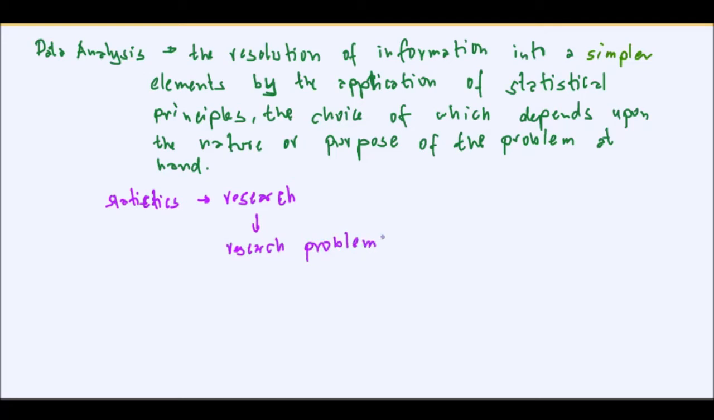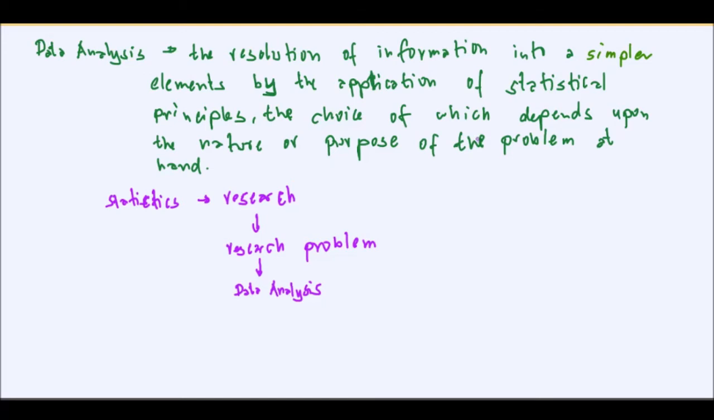Okay, so the research problem can be answered by gathering the data, so data gathering. Either it is by interview or questionnaire or experimentation. Then in order to answer the problem by the use of data, the data must be analyzed. So that's why we will have our data analysis. Okay, so the data analysis will depend on the type of problem.